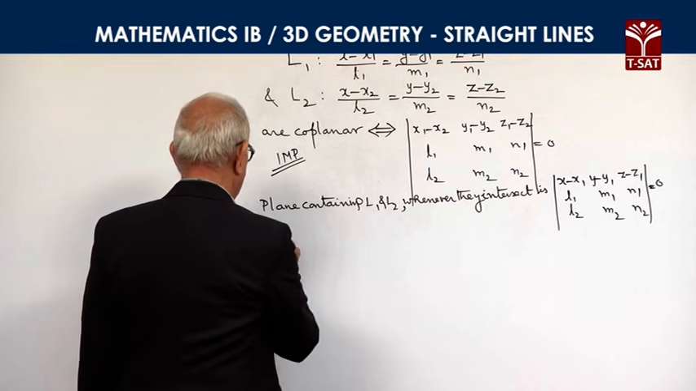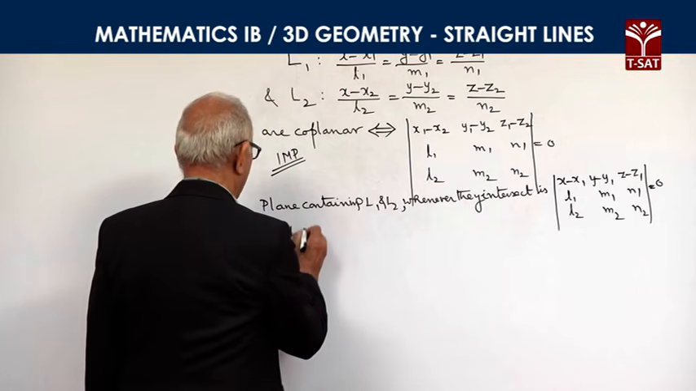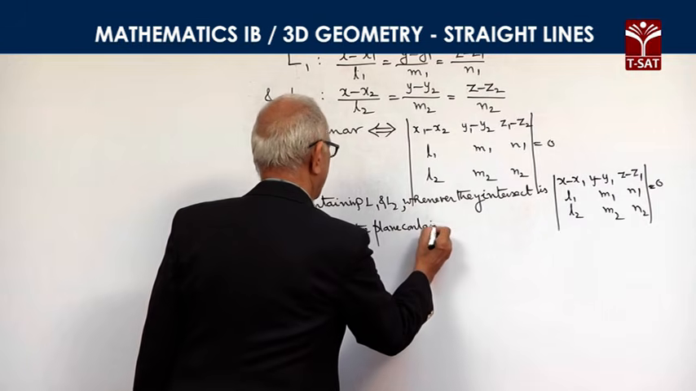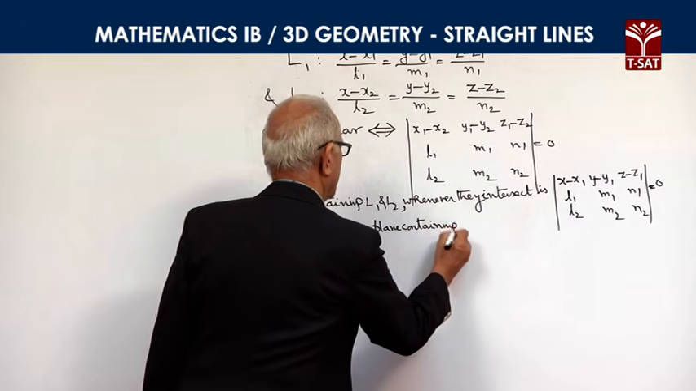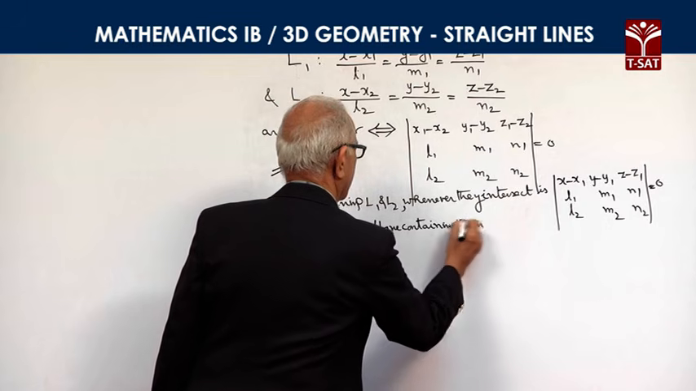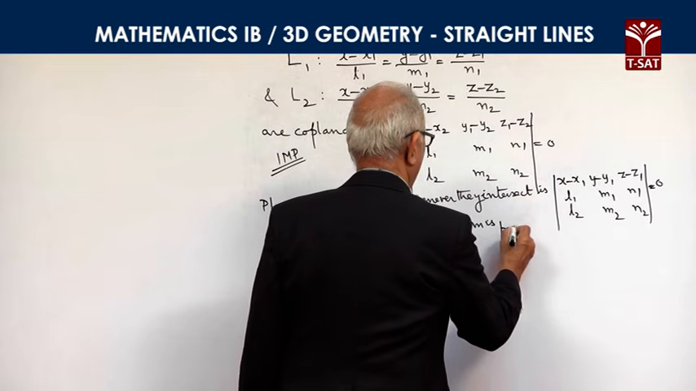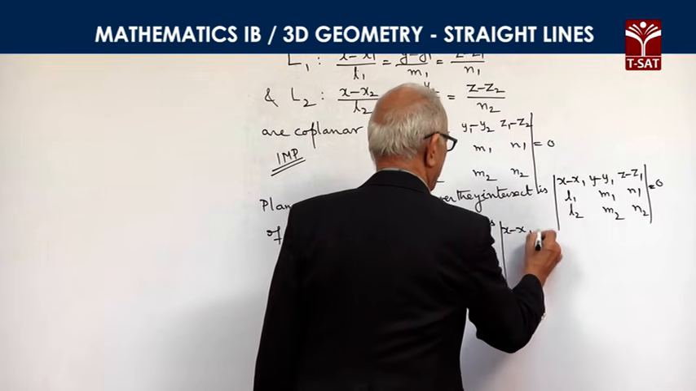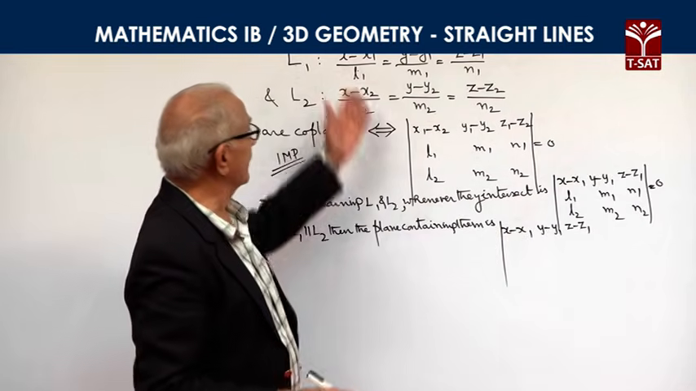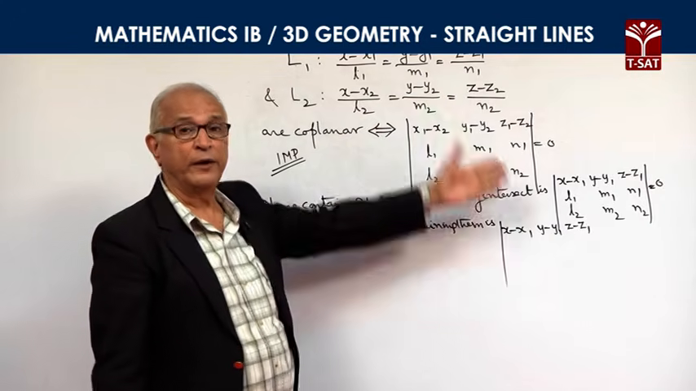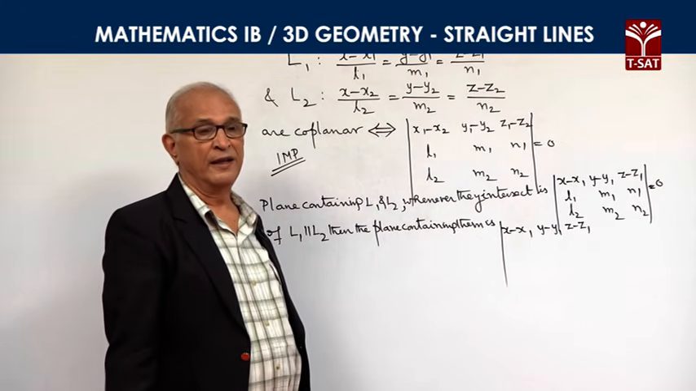If, however, L1 is parallel to L2, the plane containing them is the determinant with first row x minus x1, y minus y1, z minus z1, the first line with the point x1 y1 z1, and the second line with the point x2 y2 z2.